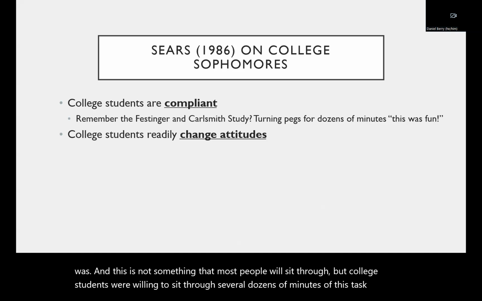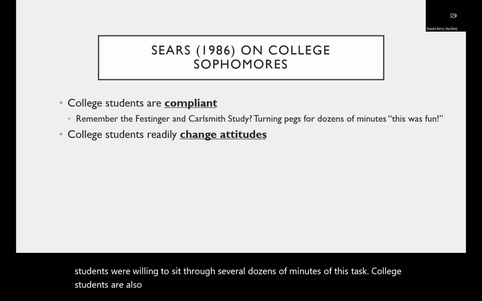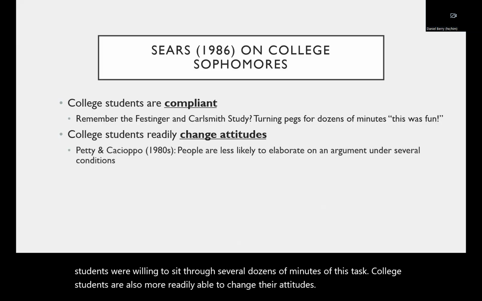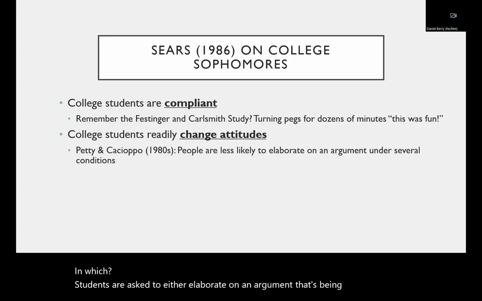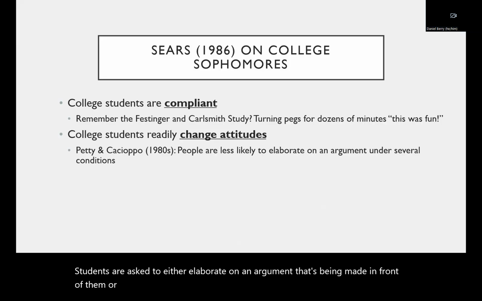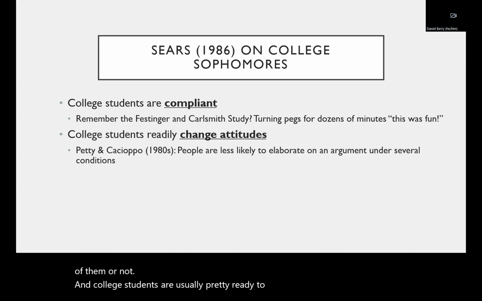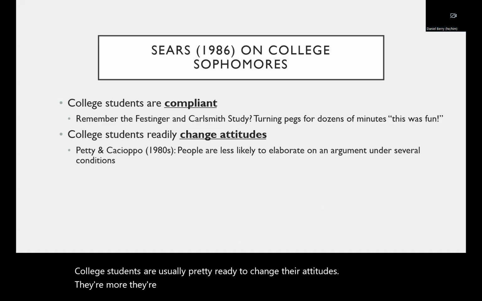And then they were asked to lie to the next participant about how fun this task was. And this is not something that most people will sit through, but college students were willing to sit through several dozens of minutes of this task. College students are also more readily able to change their attitudes. There's been some research in which students are asked to either elaborate on an argument that's being made in front of them or not. And college students are usually pretty ready to change their attitudes. They're less resistant to attitude change than the general population.